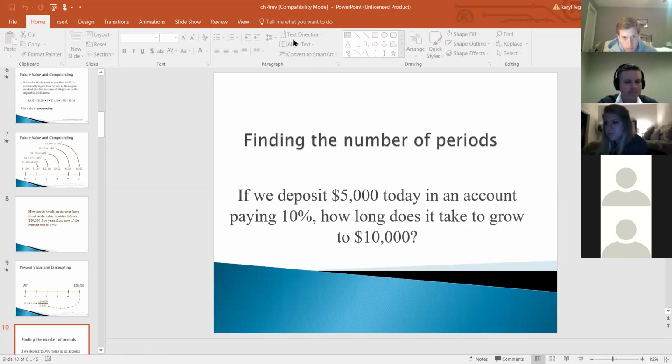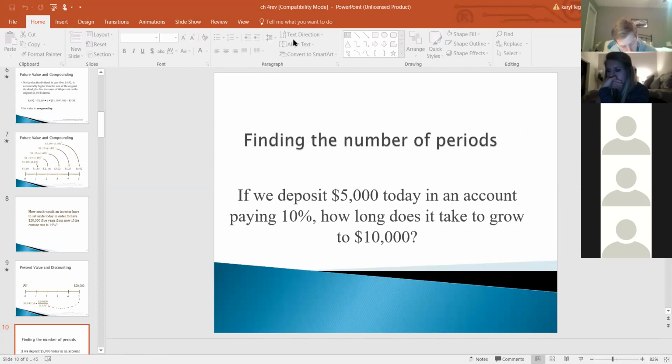So the rule of 72 says if I know my rate, I divide it into 72 to get the number of years it takes to double my money. If I know how long it's going to take to double my money, I can divide it into 72 to figure out what rate I'd be earning. So if I knew that if I deposited $5,000 today, I would have $10,000 in 8 years, what rate would I be earning?